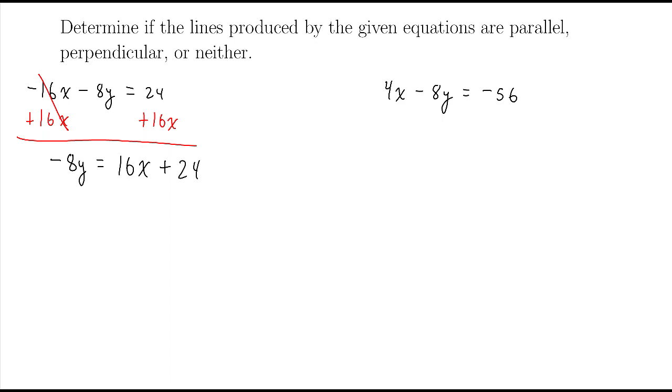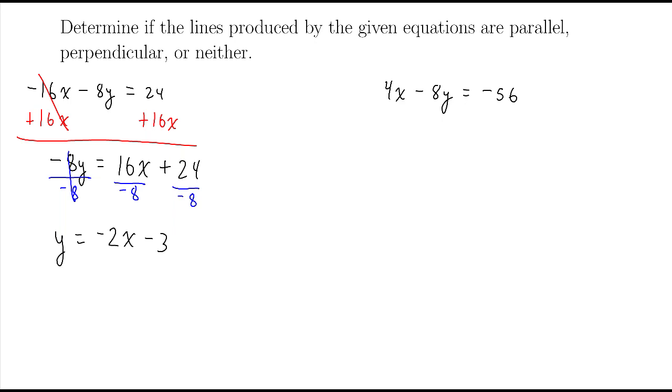Then I'll divide everything by negative 8 to finish getting y by itself. And that will leave me with 16 divided by negative 8 is negative 2, so that's negative 2x. And 24 divided by negative 8 is negative 3. So we have y equals negative 2x minus 3. Okay, so we rewrote it from standard form to slope-intercept form.